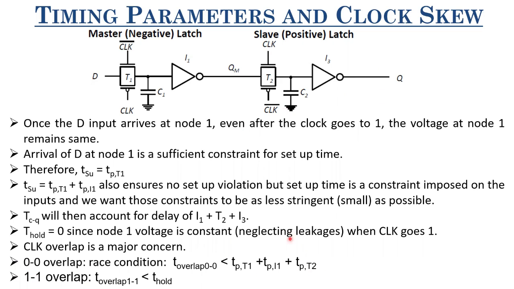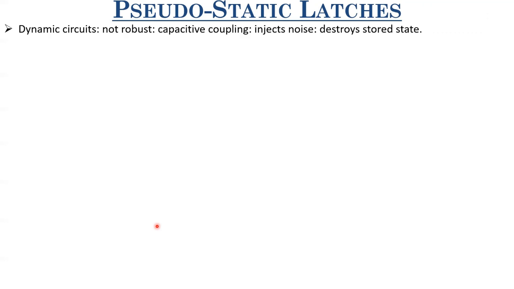By ensuring these delays, we can assure that the 0-0 overlap is also not a problem, and we don't have this race condition. Now there's a reason why these dynamic latches are not very promising. Although they show you very high speed and fewer transistors, they're not promising because they're not robust to coupling or noise.